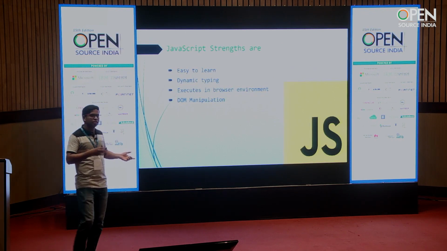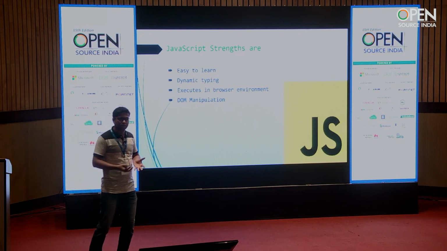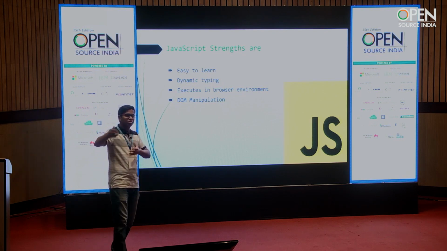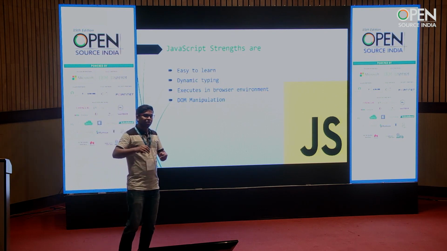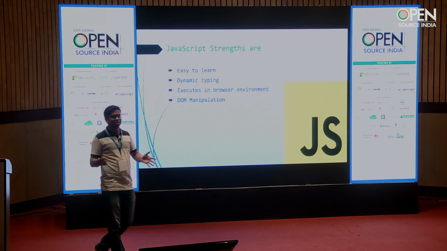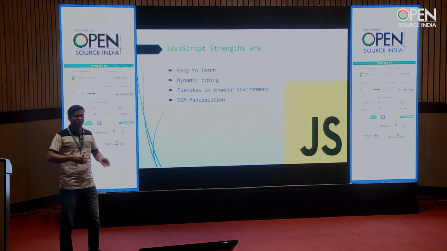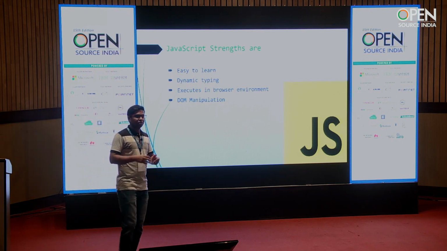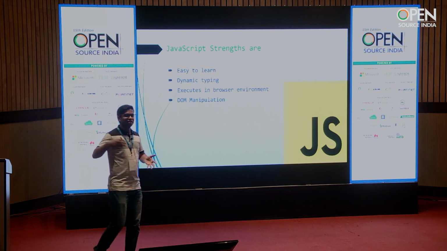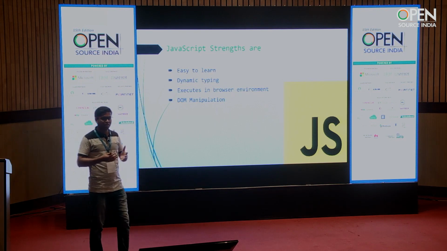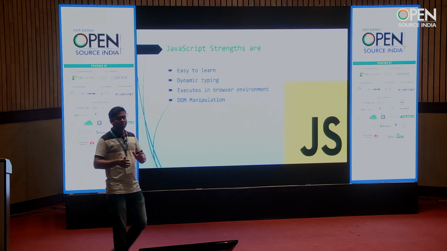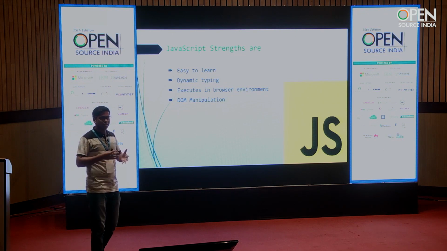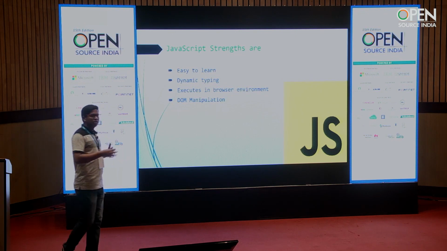Then JavaScript's strengths: why everybody loves JavaScript. It's dynamically typed, so you don't have to worry about whether your variable will be a string or an integer. That's a drawback to some extent, but it was good. It's interpreted: you just go to the browser console and type code, and it works. If you want to do the same one line of code in Java, it takes a lot of time to set up and install things. So interpreted languages are very good to get started, but when you really scale, you will see performance problems.